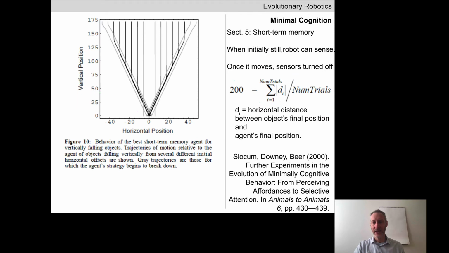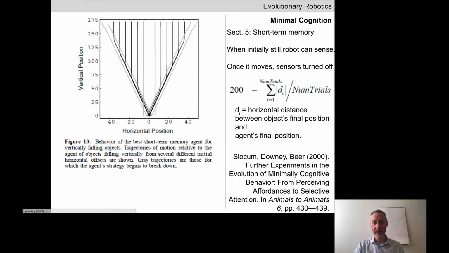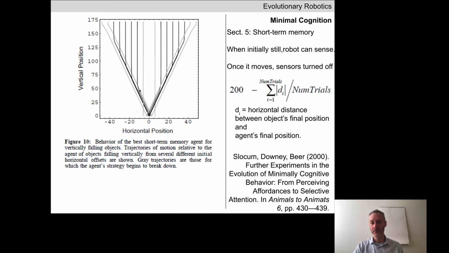And we ended last time by looking at this robot, which evolves memory. It's looking through its 7 proximity sensors, but the moment it starts moving, it can no longer see the block. It can no longer see the circle. And as always, the robot has to evolve to minimize d sub I, the horizontal distance between itself and the circle when the black circle gets to the bottom of the screen.